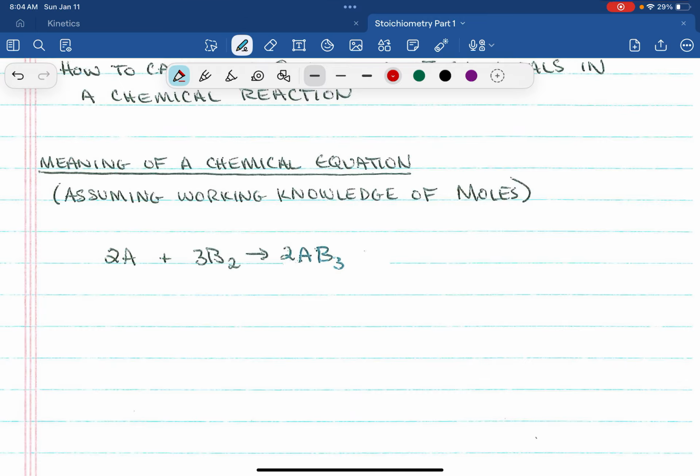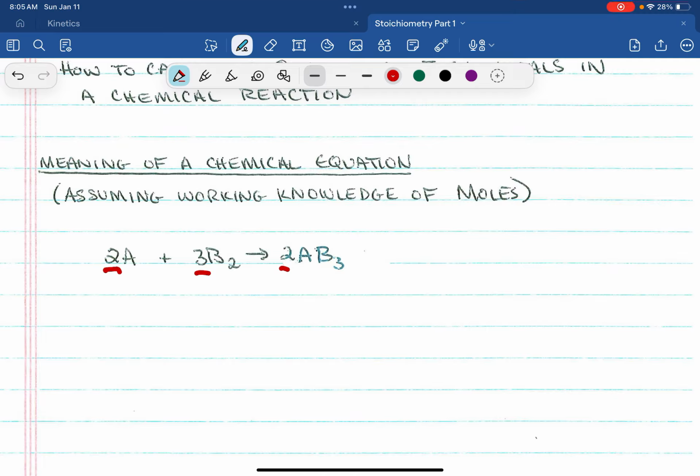So what this equation means is, see these coefficients here, 2, 3, and 2. Those relate numbers of particles. So there would be 2 particles of A. A would probably be atoms in this case. 3 particles of B2, which would most likely be molecules in this case. And you're going to make 2 particles of AB3, which are likely molecules, but could be formula units if A is a metal and B is a non-metal.